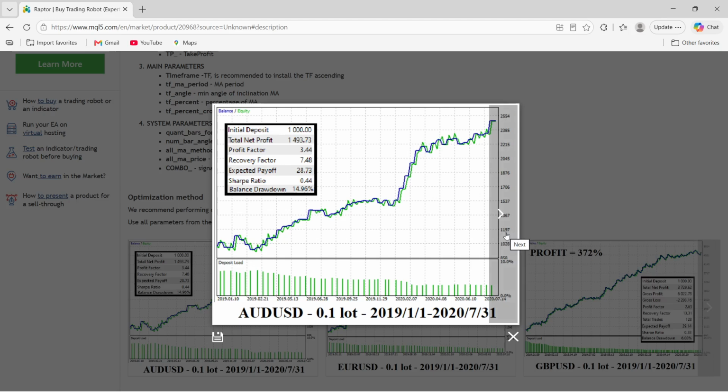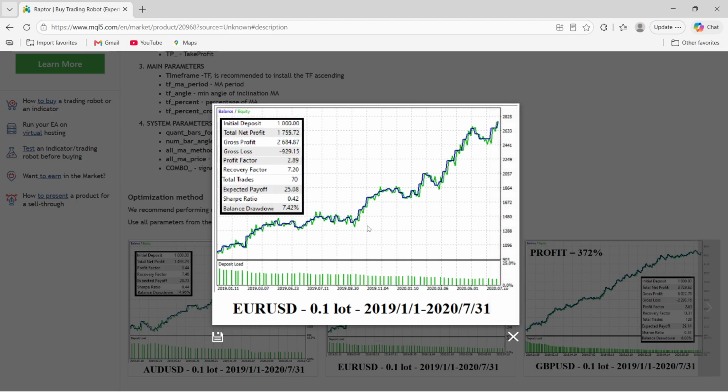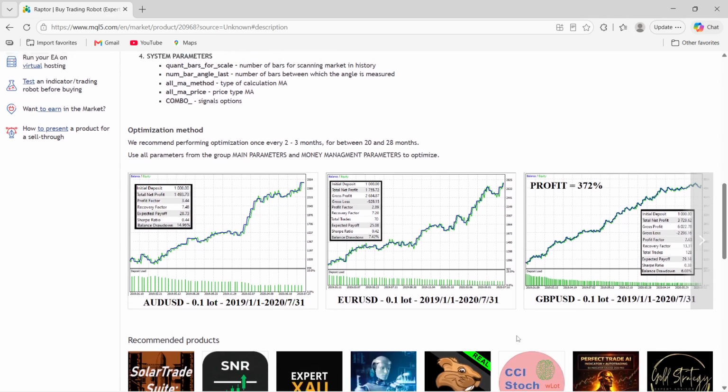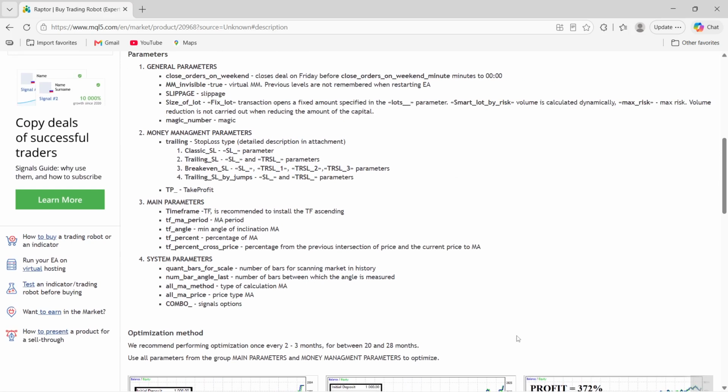Alright, so that looks pretty decent, and you can see another example here on EURUSD, same period. For an initial deposit of $1,000, the total net profit was $1,755. The profit factor was 2.89, total trades 70, and then the balance drawdown was 7.42%. Right, this is all fine and good, but let's now run it through our own personal backtests to see if it actually matches up with what the developer has on the site.